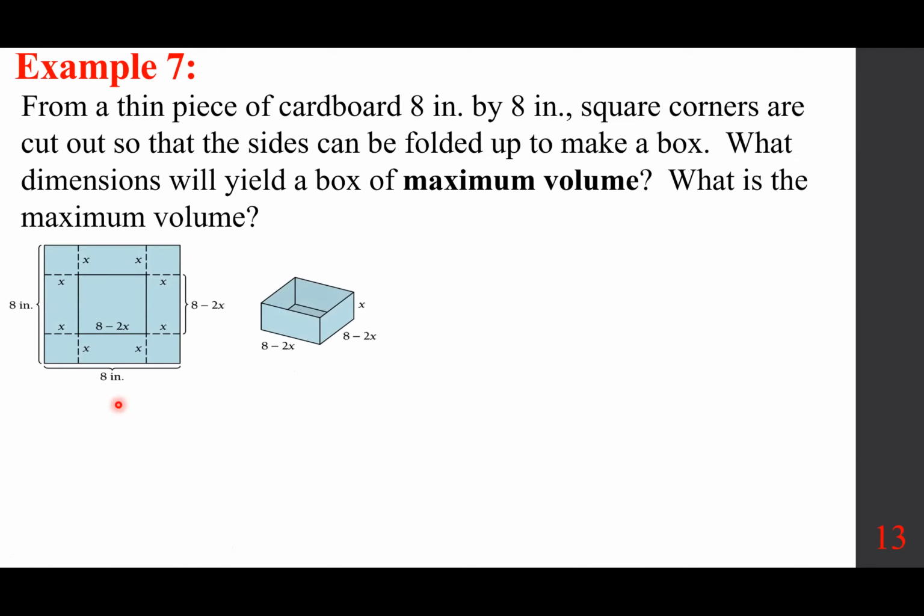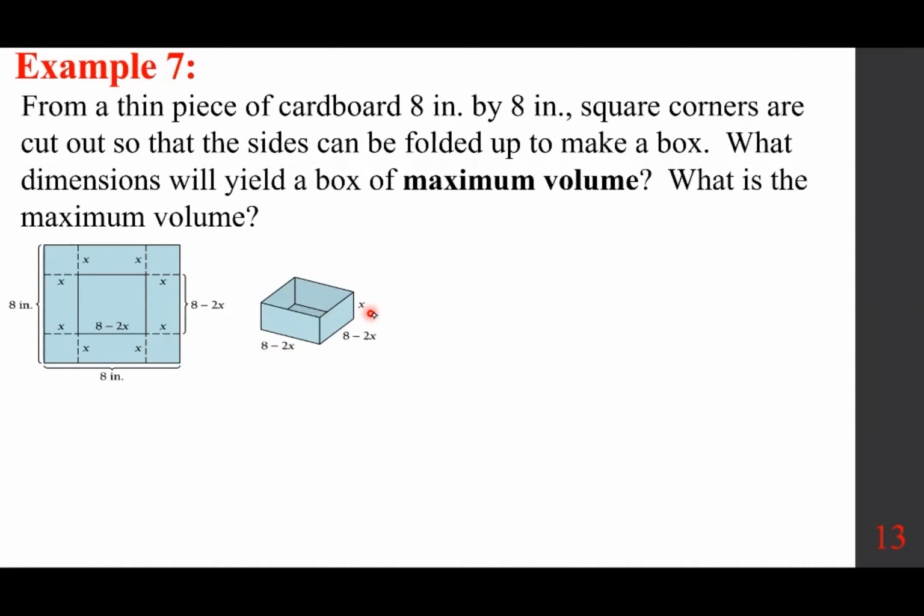So this is the piece of cardboard. We're going to cut x amount on each corner. We're going to fold it up and it looks like this. It was originally 8 by 8. So this side becomes 8. We are cutting x from each side. So 8 minus 2x, 8 minus 2x, and the height is x.